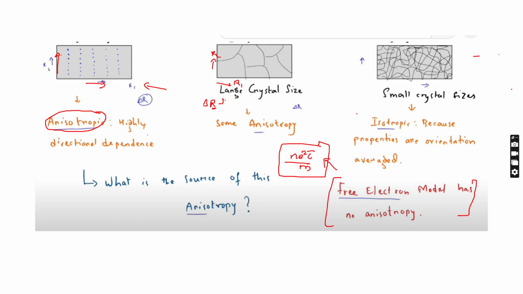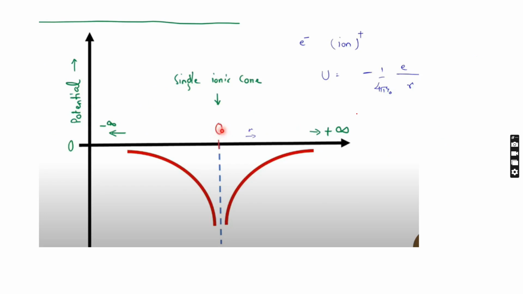Now we have to see how electrons will see this anisotropic nature, and how the interaction will be. For that, first consider a single electron and see how the ionic core interaction will be. Then we will go to the multiple electron case.